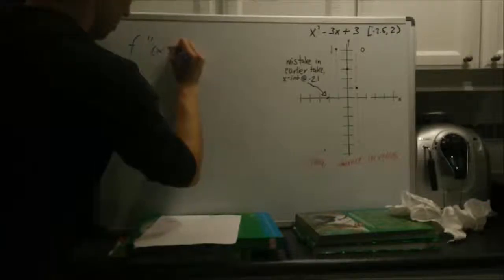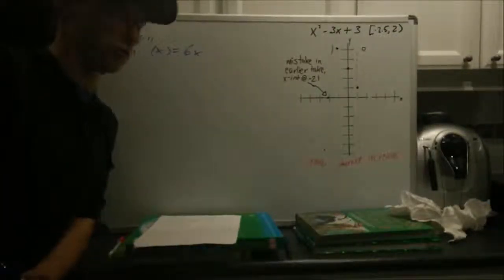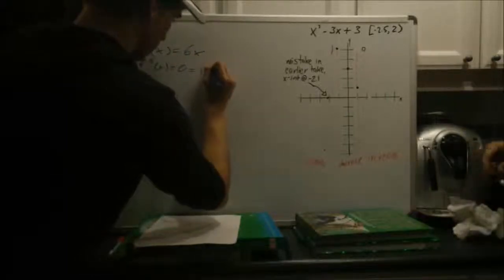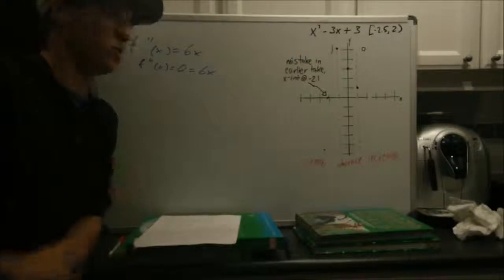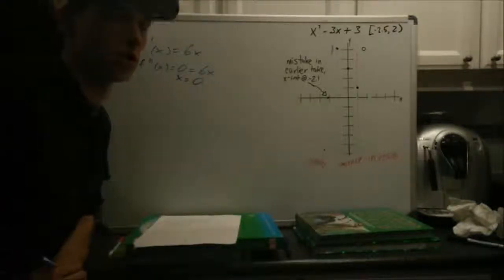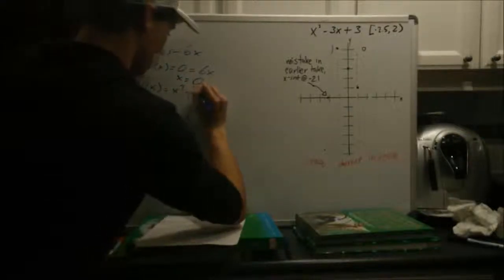Okay, with that in mind, we need to now find out where the inflection point is going to be. So, back again on that second derivative. The inflection point occurs where the second derivative equals 0, which is when x equals 0. We plug it back into the original equation to find the y-coordinate. f of 0 equals 3. So the inflection point is going to be right here.